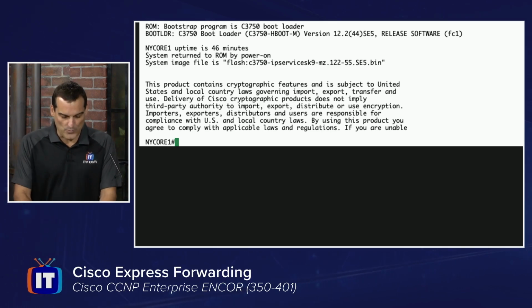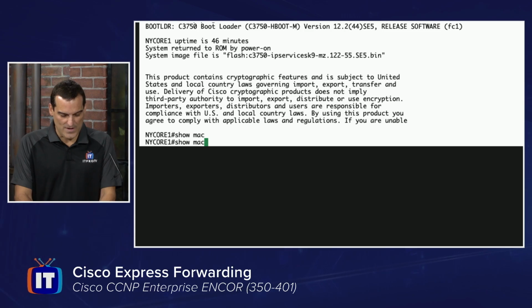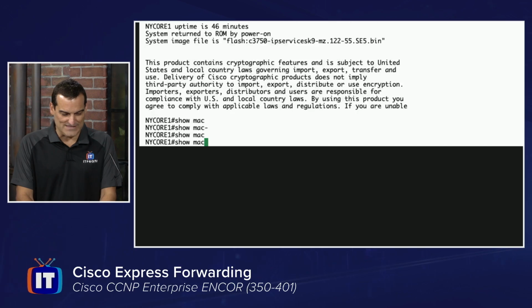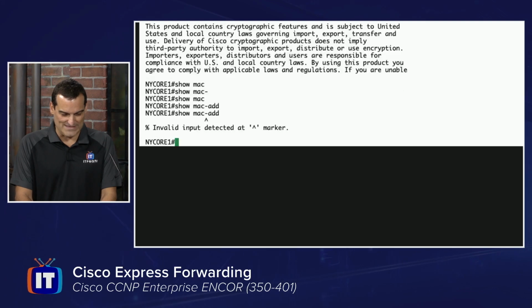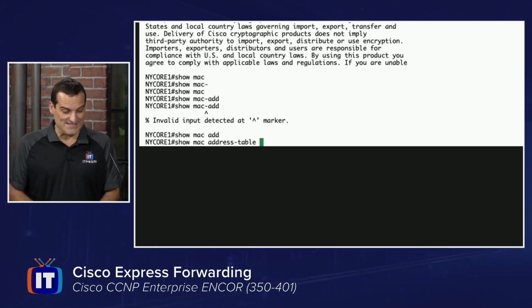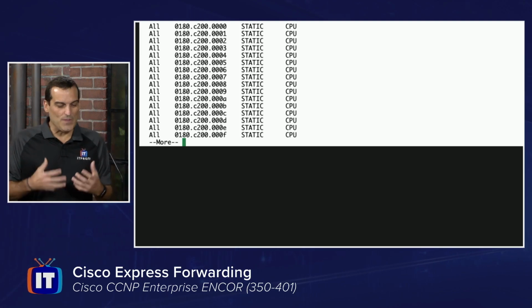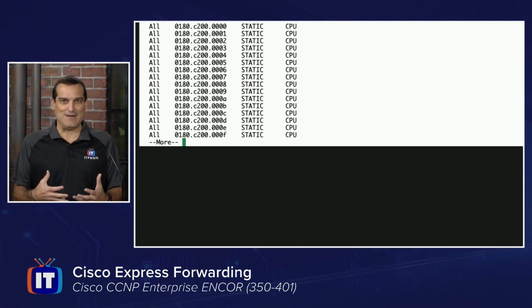And when we do a show, what is it? Show mac... it varies. Address-table. Yep. Why isn't it liking that? Let's see. No dash in between the mac and address, thank you. It varies from device to device. Yeah, it drives you nuts. So there's the MAC address table.